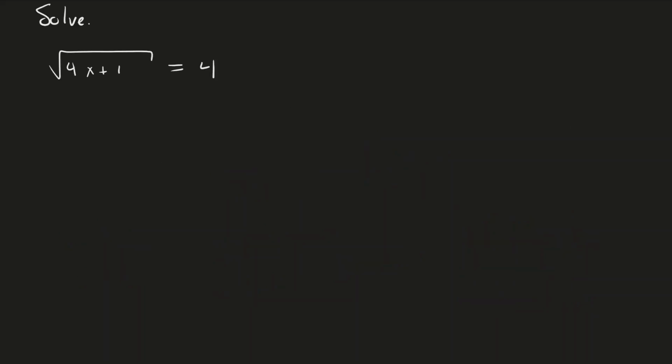All right, so let's get down to this. Let's try to solve the square root of 4x plus 1 is equal to 4. The thing that I note here is that we already have the radical by itself that's equal to 4.